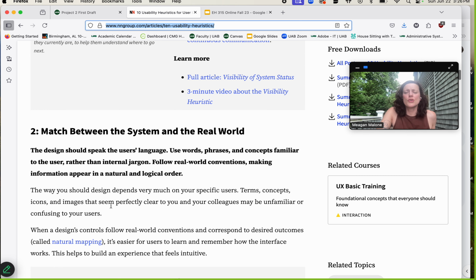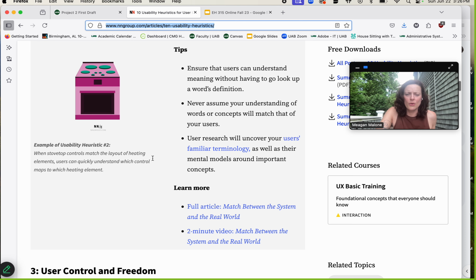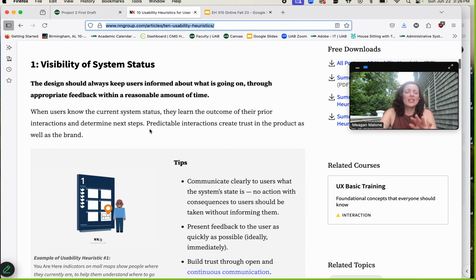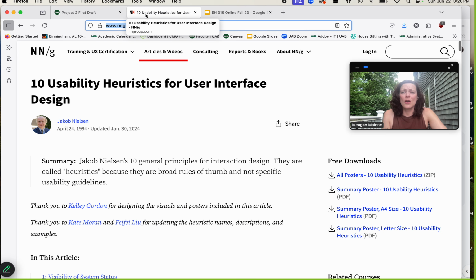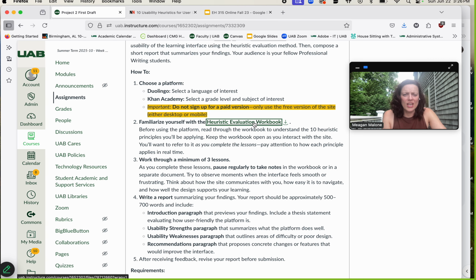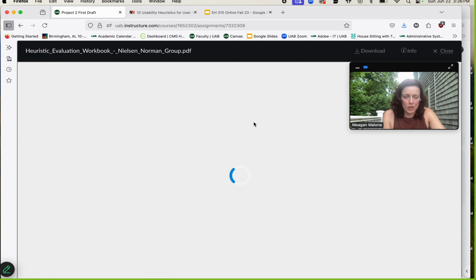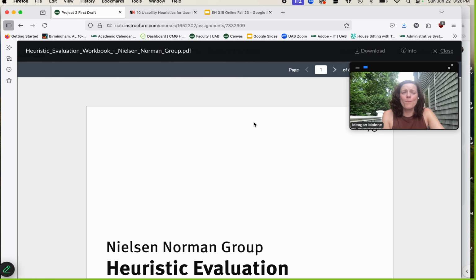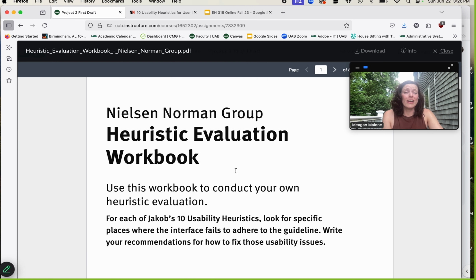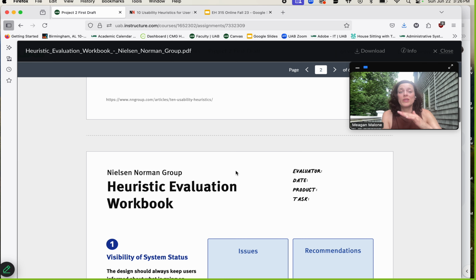And then it moves on to the second heuristic, and it also has a video along with articles and lots of resources. So I highly suggest that you take a look at this first. However, you are going to be looking at the evaluation workbook, which is really nice because it is literally just inviting you to take notes which will be very pertinent to your usability report.